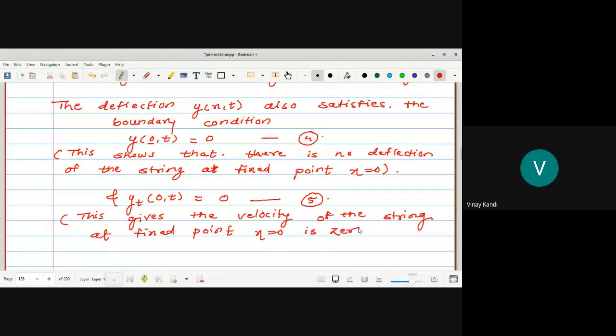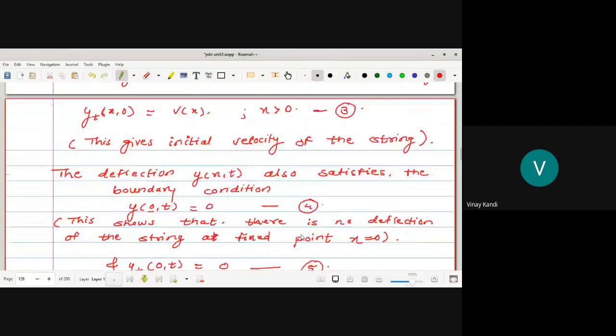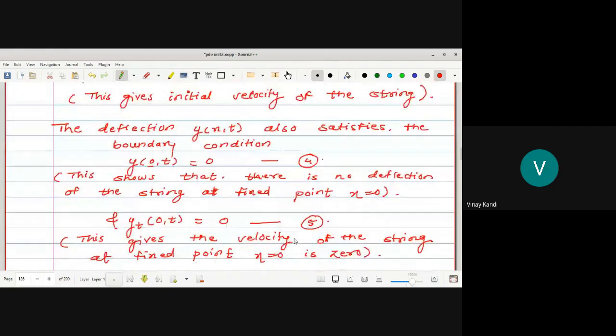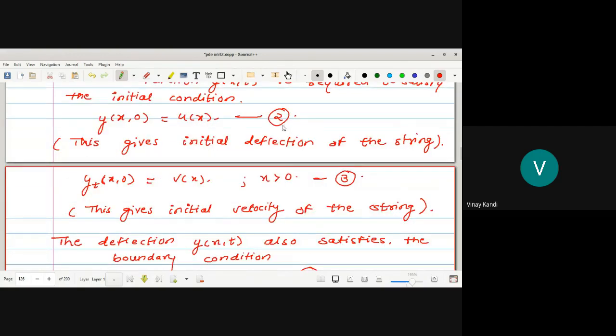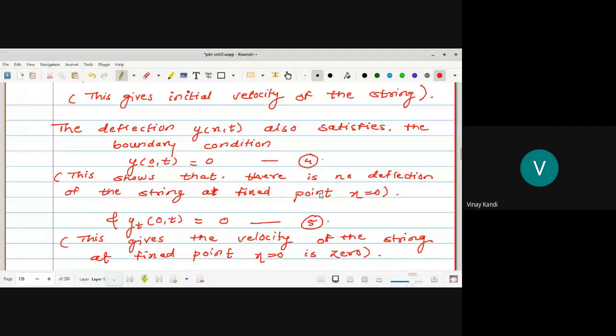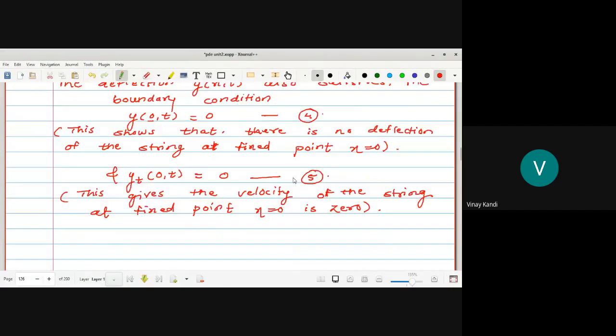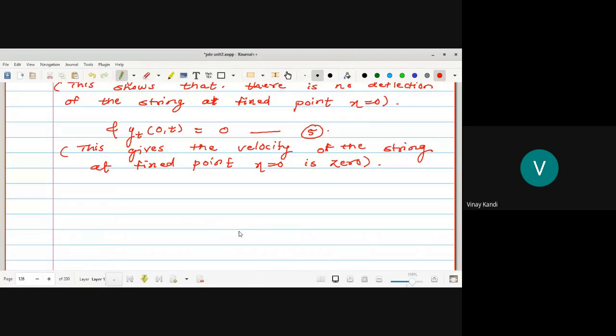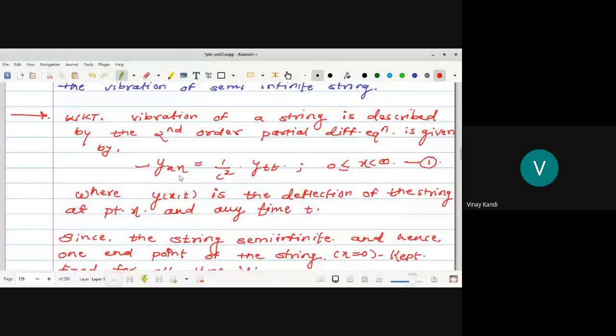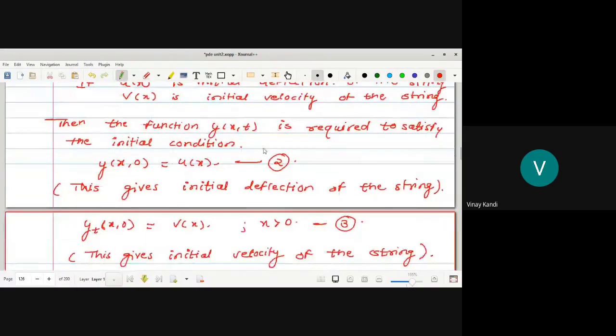It's 0. Okay, now look here, equations 2, 3, 4, and 5. These are the initial and boundary conditions. Whatever be the solution of that second order partial differential equation, it satisfies these 2 to 5. It must satisfy all four conditions. Now our aim is to find the solution of equation 1, that is the differential equation, satisfying all 4 initial and boundary conditions.